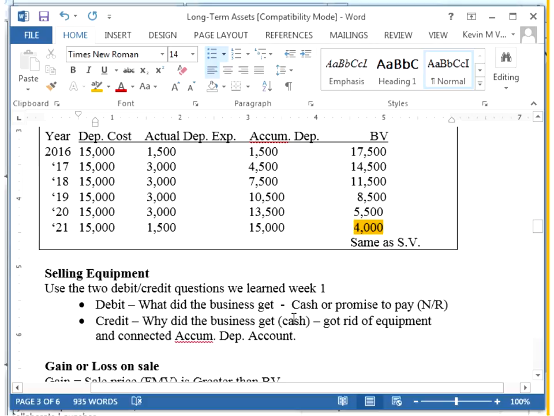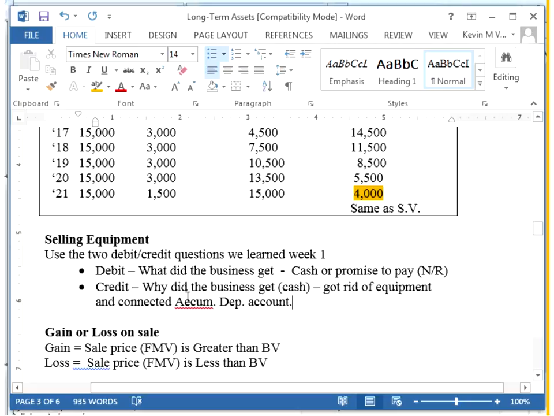And then the credit question, why did we get it? Say it was cash. Well, I got it because I got rid of my equipment and I sold it. So I need to remove the equipment from my T accounts, as well as my connected accumulated depreciation account. So those 2 go together. When I get rid of one, I have to get rid of the other one.